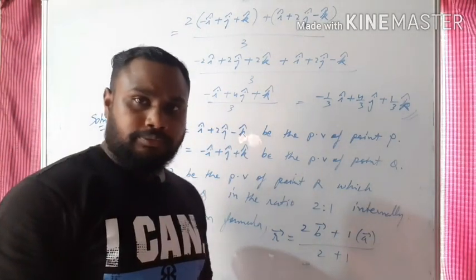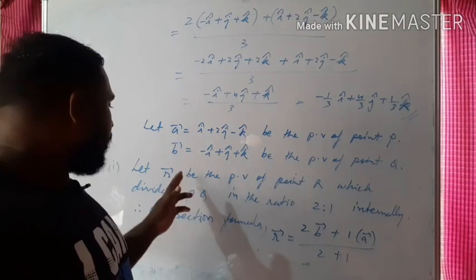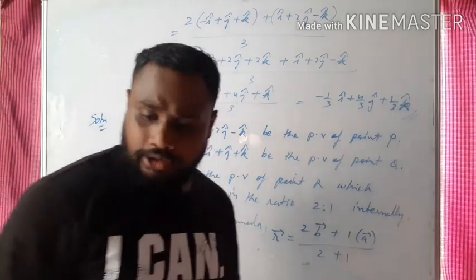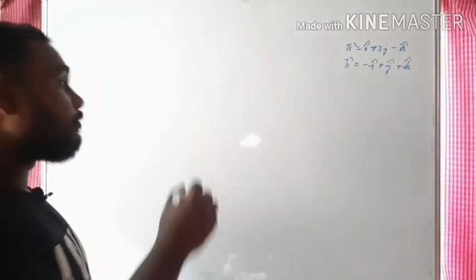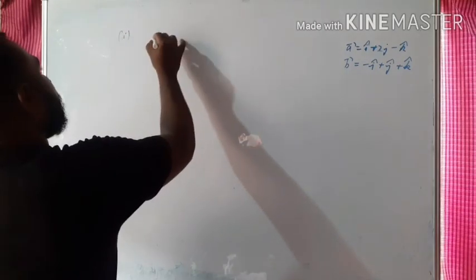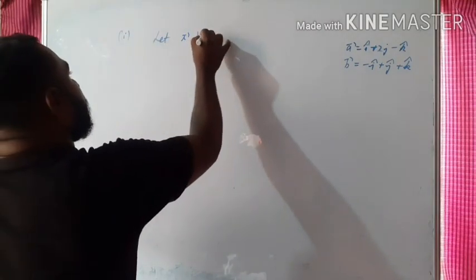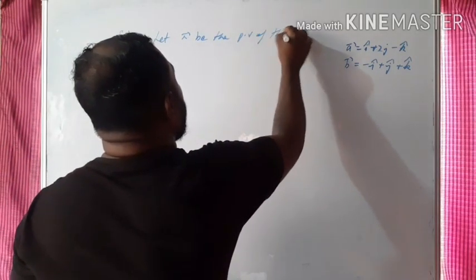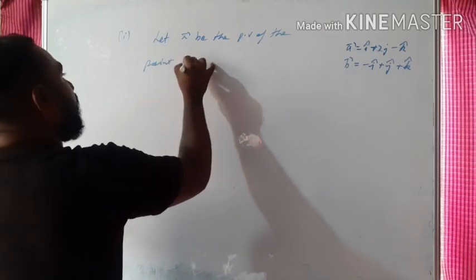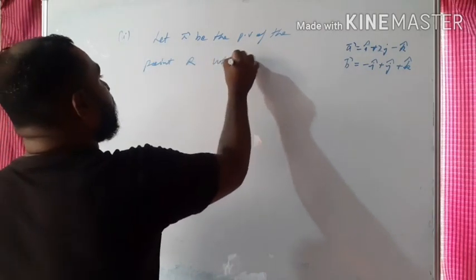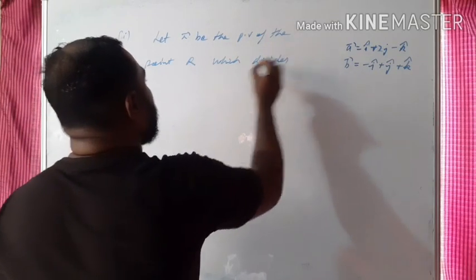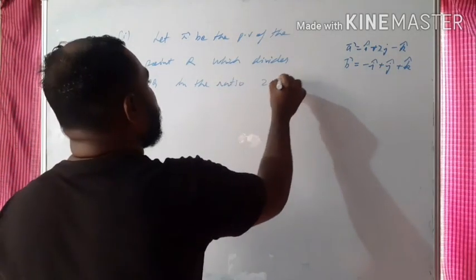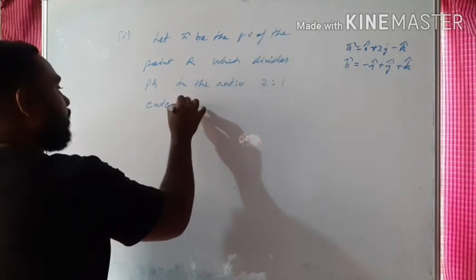Now let us see the position vector of the point R which divides the line PQ in the ratio 2:1 externally. Okay, so let's see that one. For number 2 also, let R bar be the position vector of the point R which divides PQ in the ratio 2:1 externally.